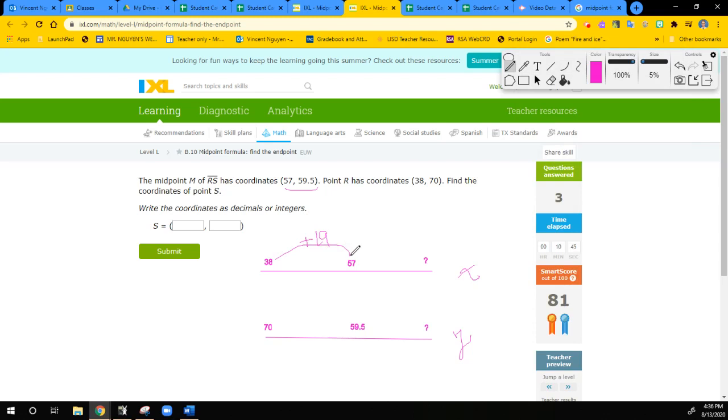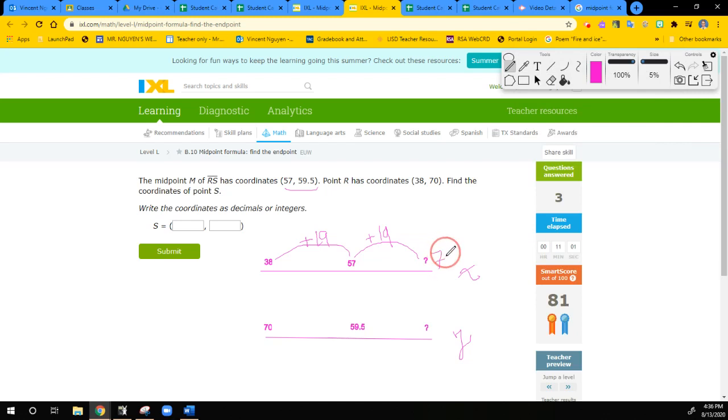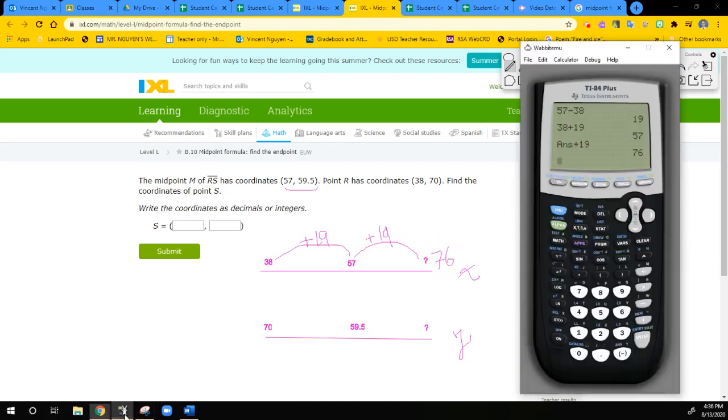So I know I'm adding 19. Well, if I'm adding 19 here, I have to add 19 here, right? I have to add 19 here because it's equal distance. It's in the middle, right? So I took 57, I add 19 to that. I get what? 76. So I know my endpoint over here is 76 for the X value. Let's go to the Y value and we'll do the same thing.